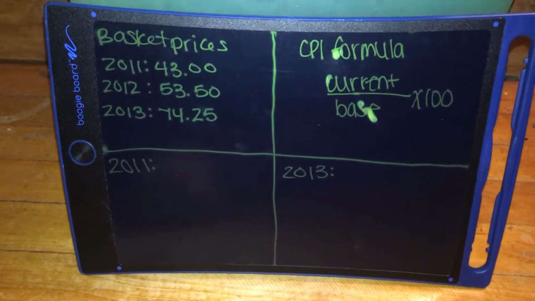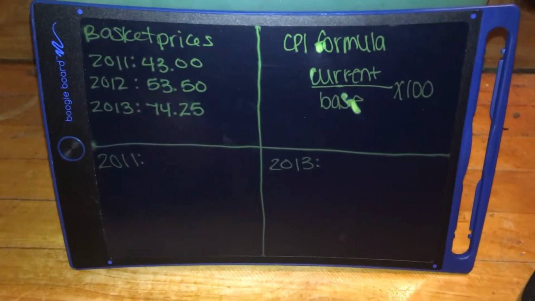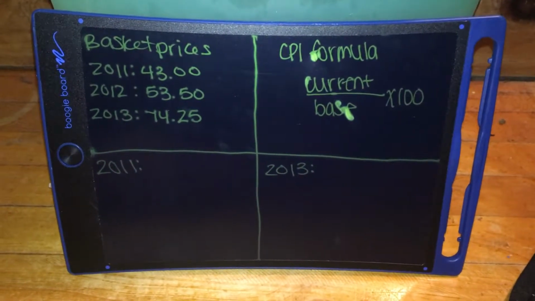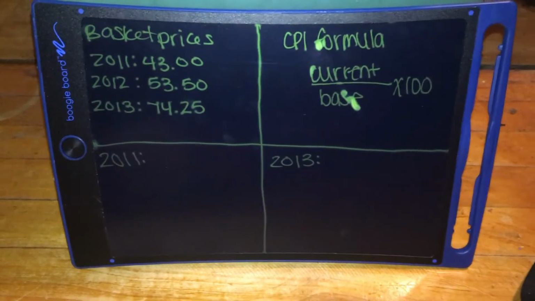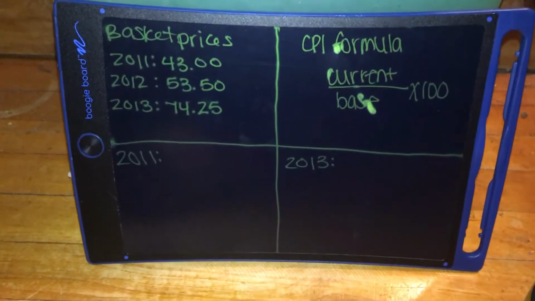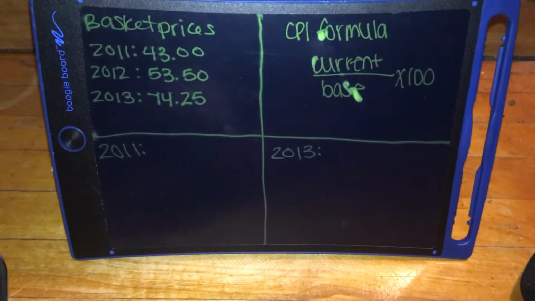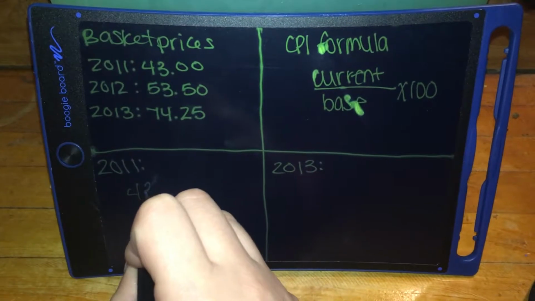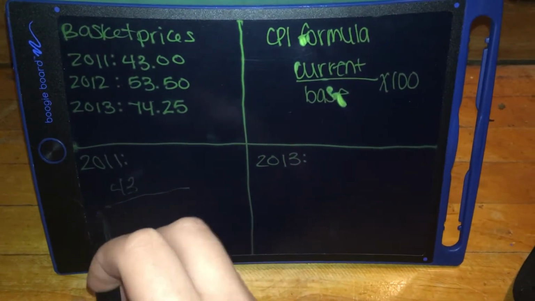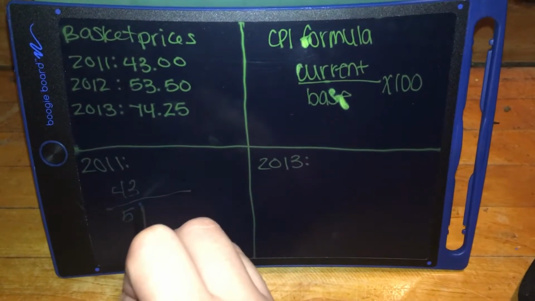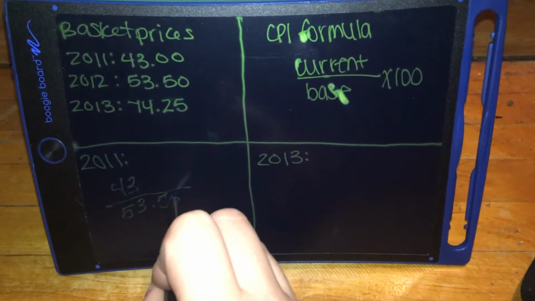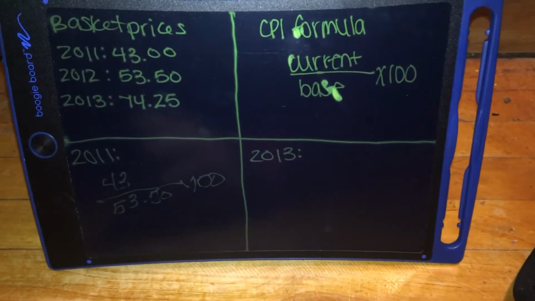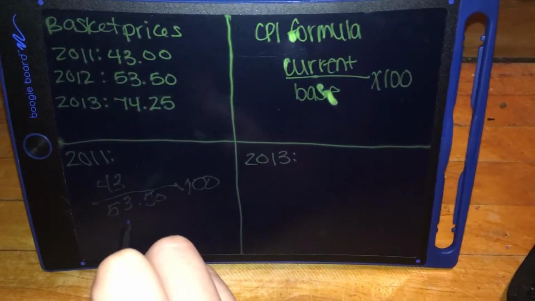Now on to the actual calculation of CPI. As you recall, our CPI formula is the current basket price divided by the base basket price times 100. Our base year for this example is 2012. So for 2011, we take our current basket price, which is $43, divide it by our base, which is $53.50 times 100. That would give us a total of 80.37.